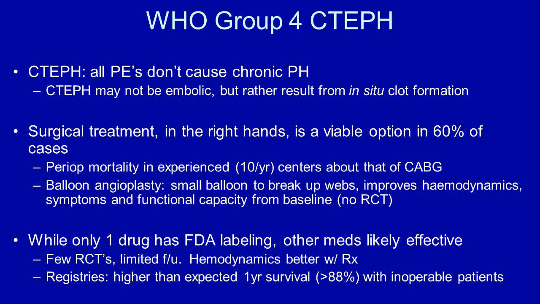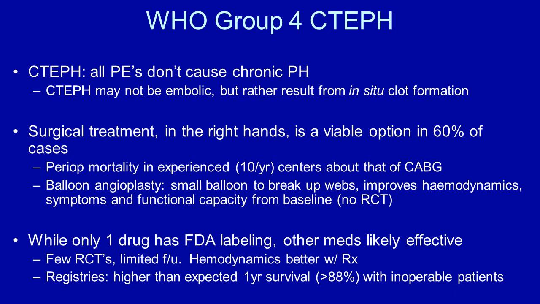When you have the right surgeons doing it, the mortality is on the order of that of a coronary artery bypass surgery, around 2 to 5%, depending on the population that you're working on. They're working on new technologies, including balloon angioplasty. Angioplasty is probably, again, a little bit of a misnomer in that they don't go out and just dilate the pulmonary arteries. They pass a small balloon beyond these webs and inflate it and then pull them back and break up those webs. And that's been associated with improved hemodynamic symptoms and functional capacity beyond their baseline, but there haven't been any randomized controlled trials.